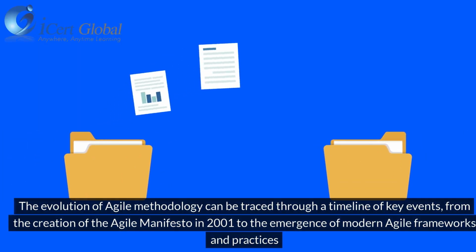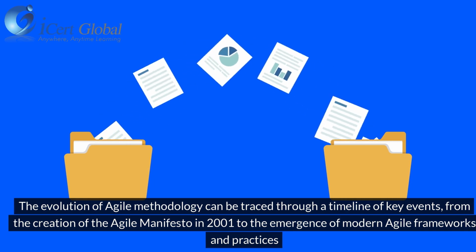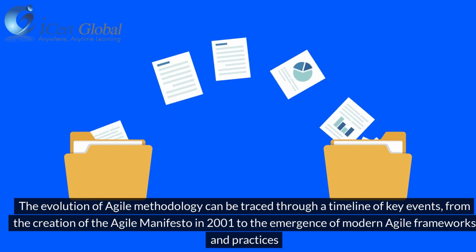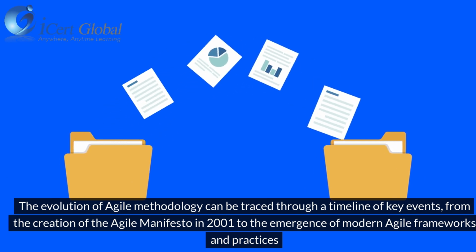The evolution of Agile methodology can be traced through a timeline of key events, from the creation of the Agile Manifesto in 2001 to the emergence of modern Agile frameworks and practices.